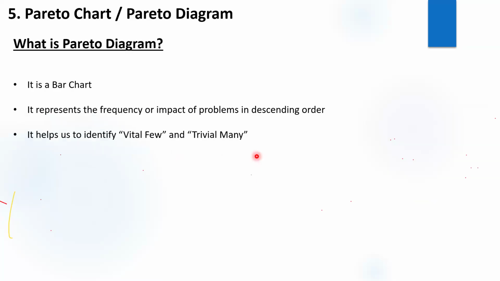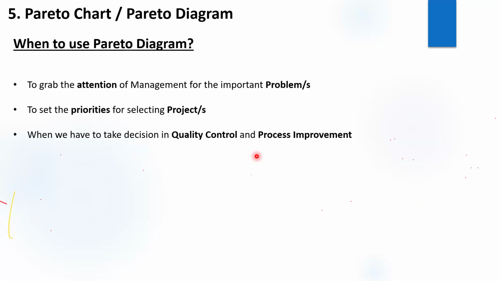Okay. What is a Pareto diagram? It is a bar chart and a visual representation of the frequency or impact of the problem, and it helps to identify the vital few and trivial many. Okay. And when we would like to grab the attention of the management, when we would like to select the priority for the project, and when we have to take a decision which process I need to improve, which defect I need to work on, we can use Pareto.